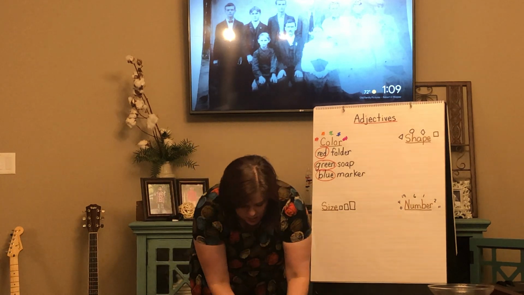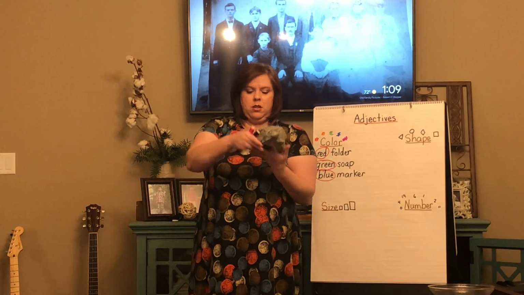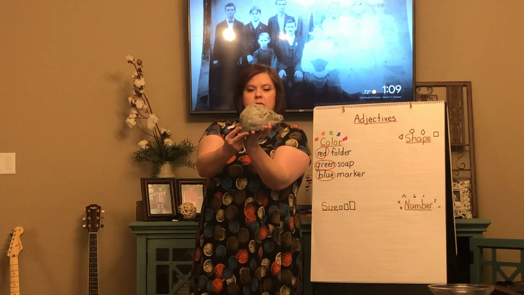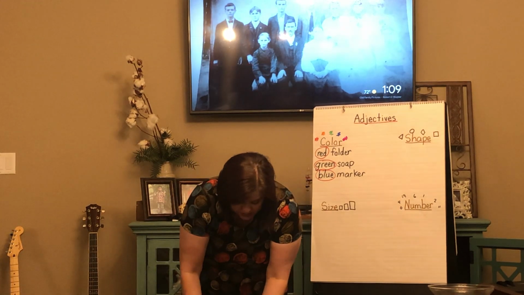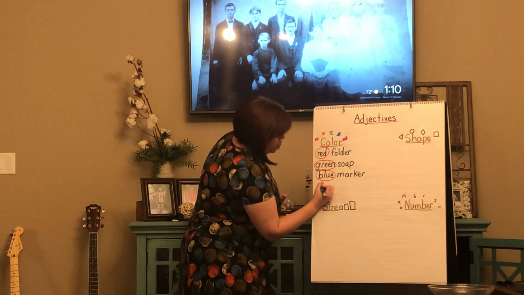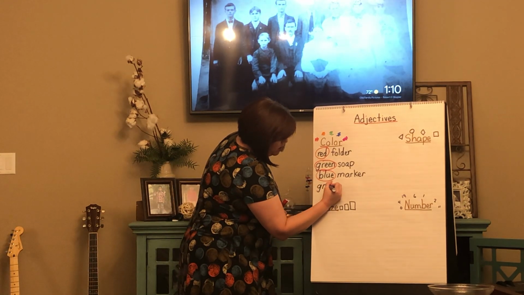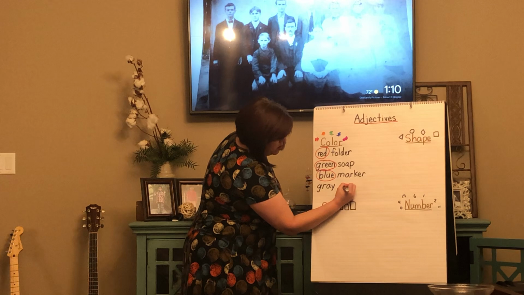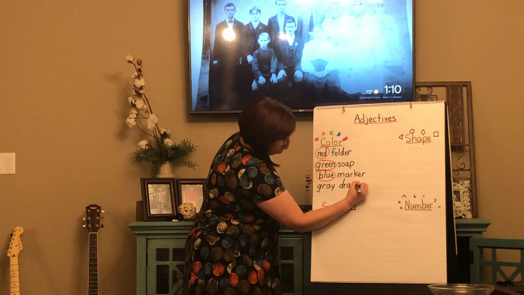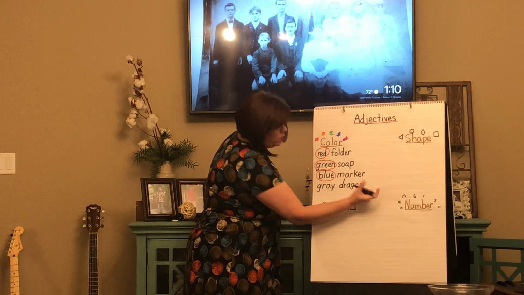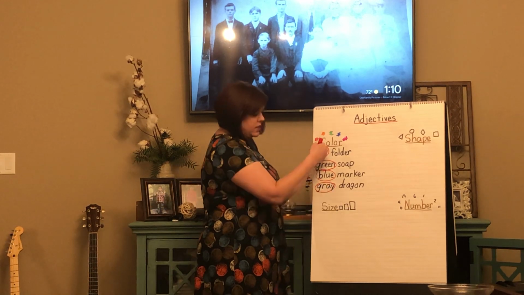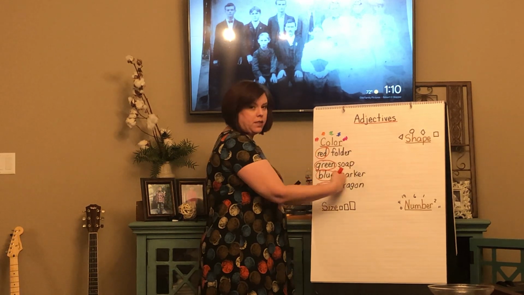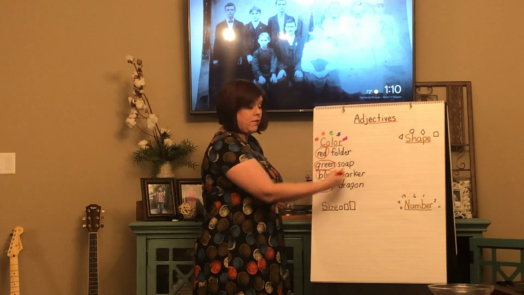Let's have a look at this dragon. Y'all see this dragon? What color is this dragon? That's right, he's gray. So he is a gray dragon. And what is the adjective in that phrase? That's right, it's gray. So you see, these color words are telling me about these nouns. They're coming in front of the noun.